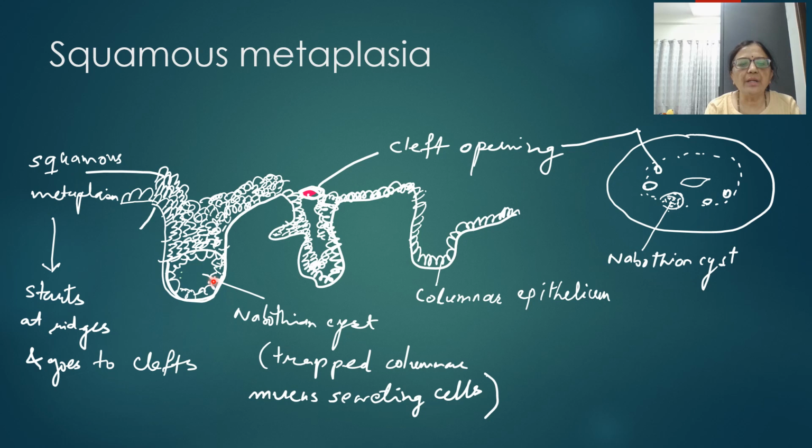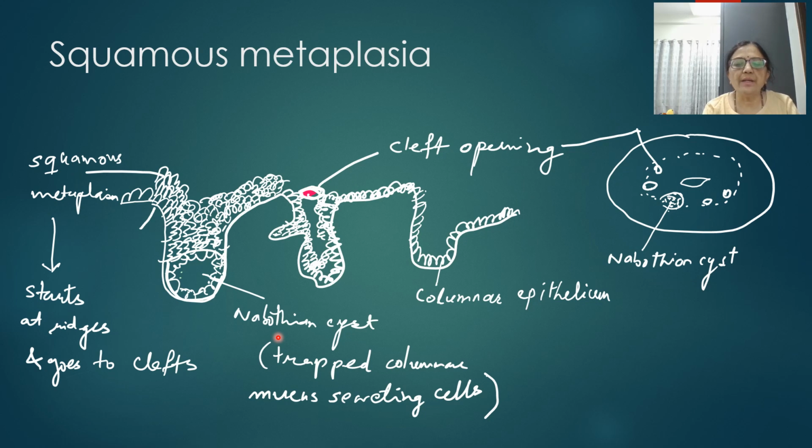They remain at the depth of the cleft, the lowest portion of the cleft, and these trapped columnar cells are mucus secreting, and the collection of this mucus leads to the development of Nabothian cyst. You must have seen Nabothian cysts on the ectocervix, and we always say that Nabothian cysts are absolutely benign.